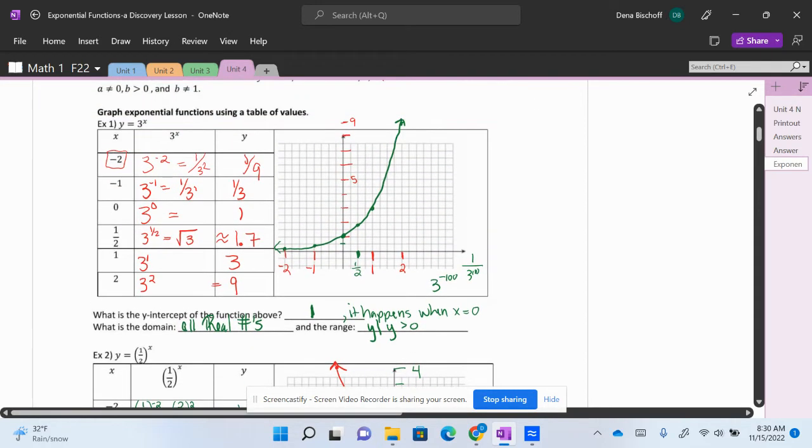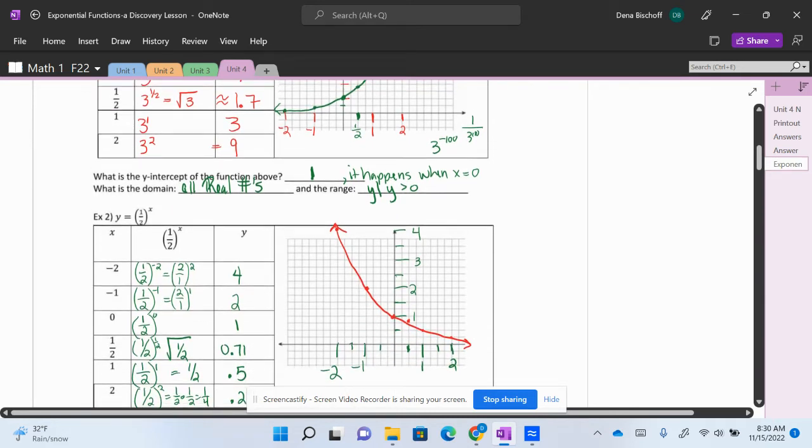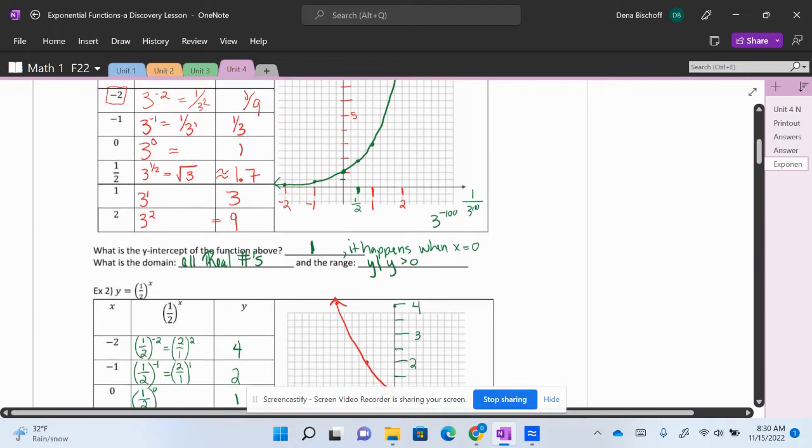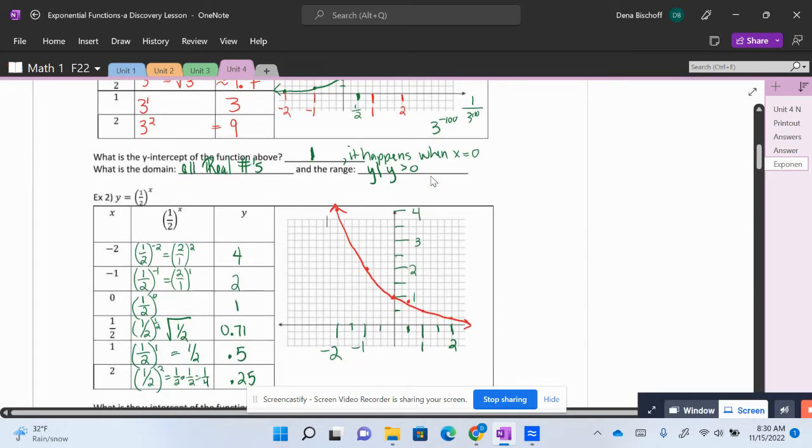So the green function looks different than the red function, right? The green one, if you think about it, as the x values get bigger, the y values get bigger. That means it's increasing. But the red function, as the x values get bigger, what's going to happen to the y values? They're getting much, much, much smaller, right? So this function is decreasing.